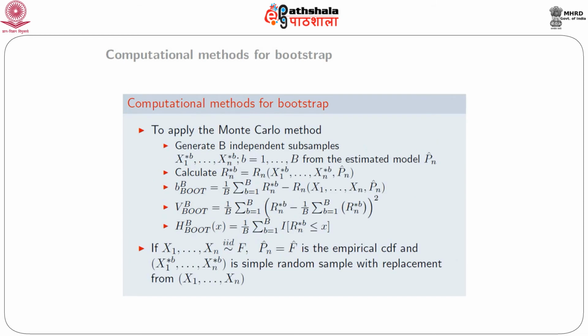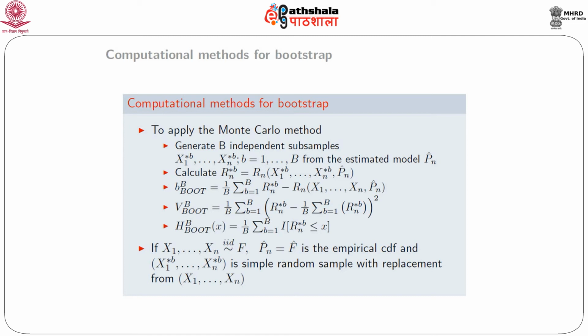Now, to apply the Monte Carlo method, we begin with generation of B independent samples x1*b to xn*b, where b runs from 1 to capital B, from the estimated model Pn hat. Next, we can calculate Rn*b, which is Rn(x1*b to xn*b, Pn hat), where b runs from 1 to capital B.